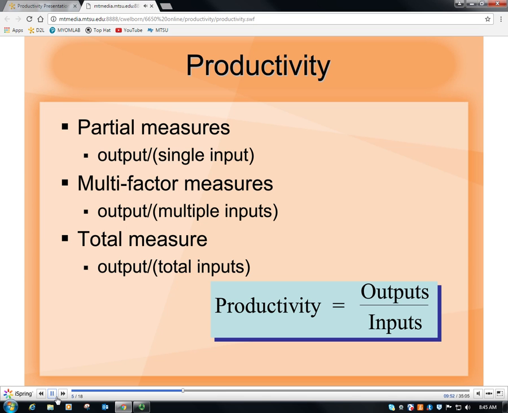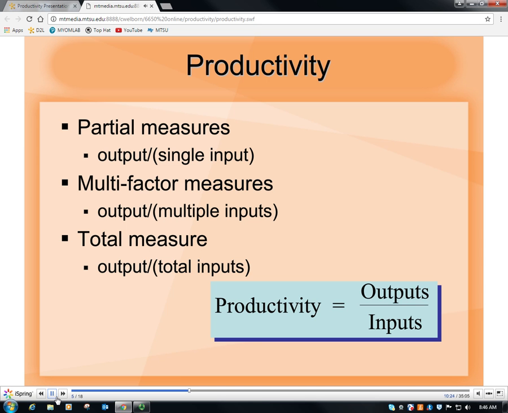So maybe we think in terms of, if we're producing blocks, how many blocks do we output for every labor dollar that we input, and that's just a single input, just the labor dollar. Or how many blocks do we output for every dollar that we spend in energy, and that would be a single input. Multi-factor, again, similar. What do we output, but now we start adding multiple inputs to that, and then of course total measures: your total output divided by total inputs.